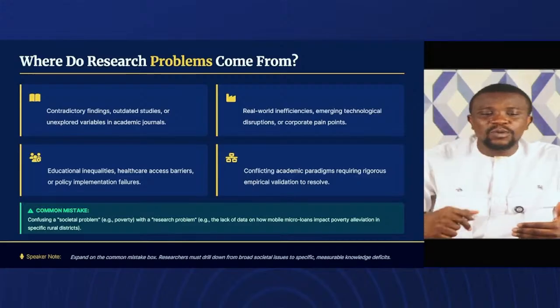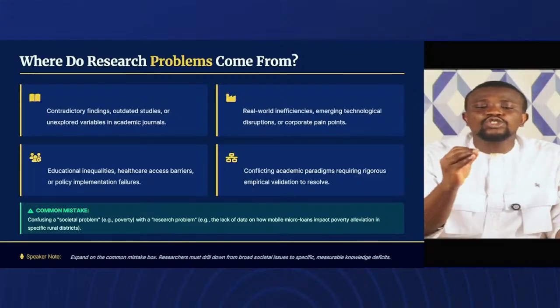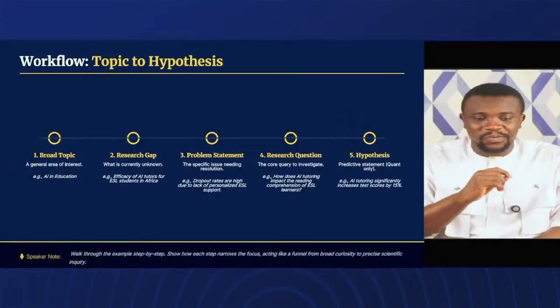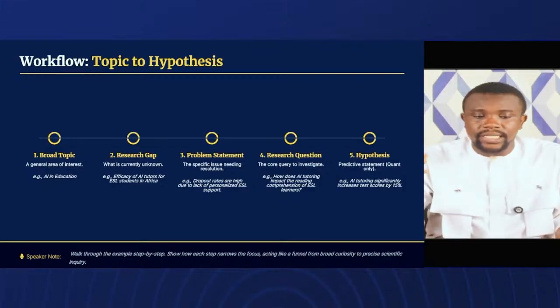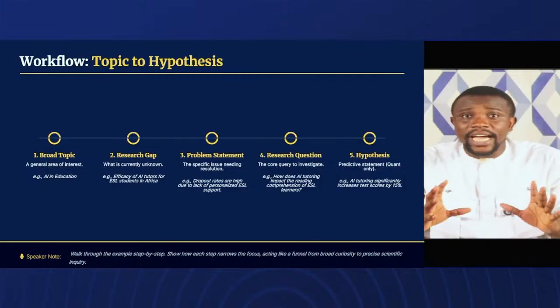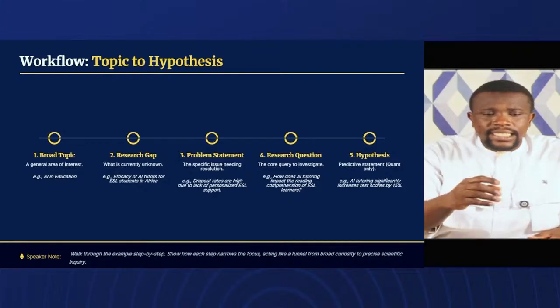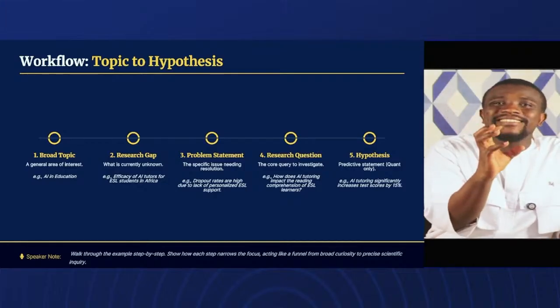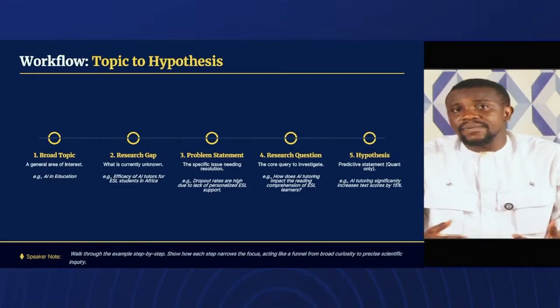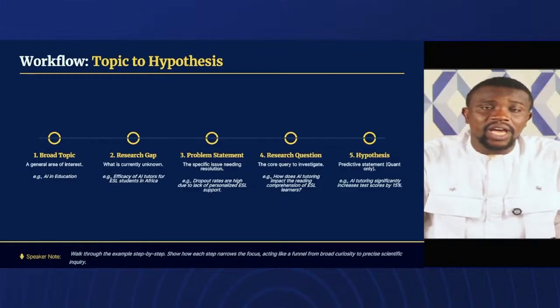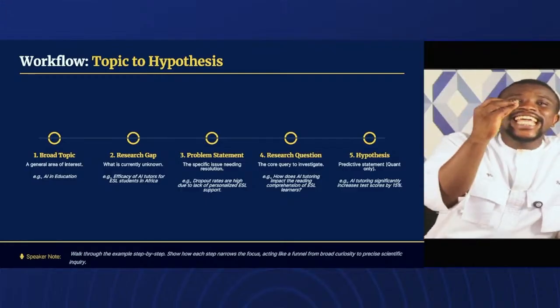Now let's move on to something called topic to hypothesis. So I'm going to be teaching you what they call the research workflow. And this is a very exciting section. How do you move from a broader topic to a hypothesis? Now, the first thing you need to write down is to identify your general area of interest. For example, I'm an AI engineer. Let's say that my general area of interest is AI in education.